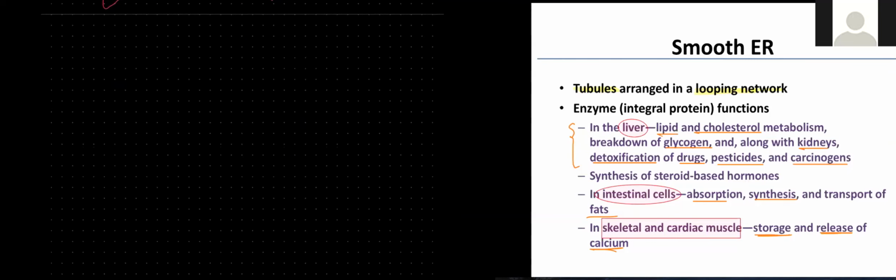The third major location is going to be in the muscles, again, like the cardiac muscles and skeletal muscles, inside the muscle cells.